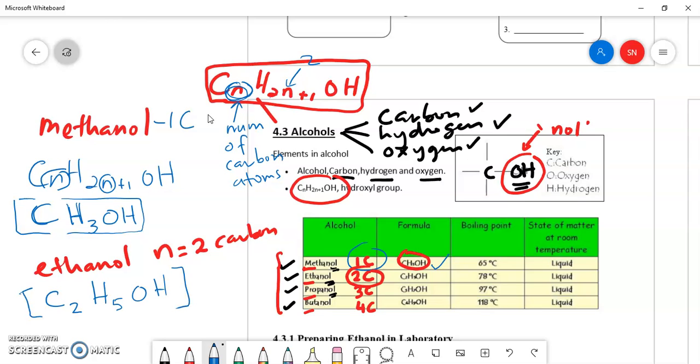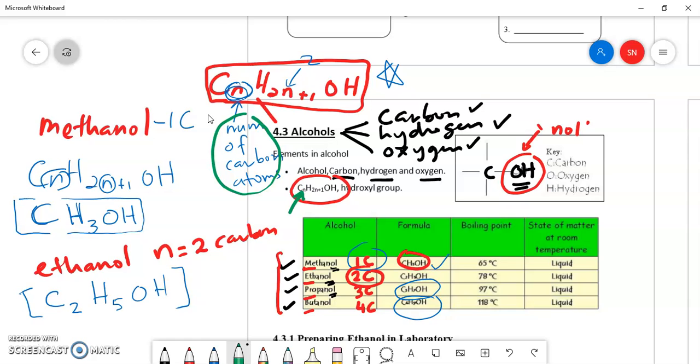Now you can try yourself for propanol and butanol, see whether you can get these chemical formulas or not, which are C3H7OH and C4H9OH. Just use this formula, which is already in your worksheet. Just remember in the formula the N value. The N is always going to be the number of carbon atoms.